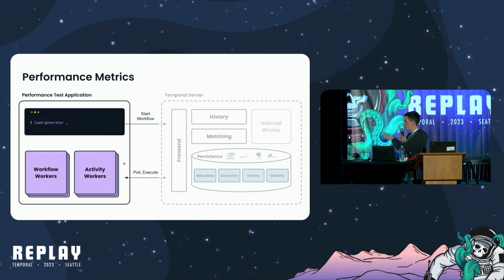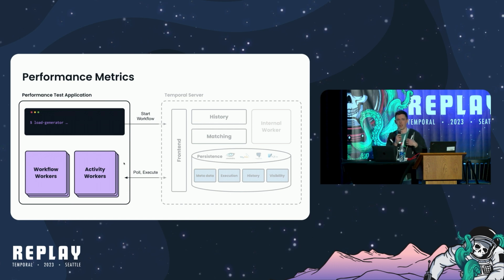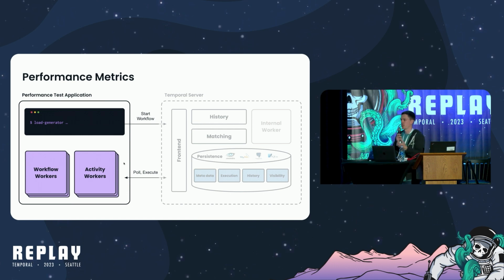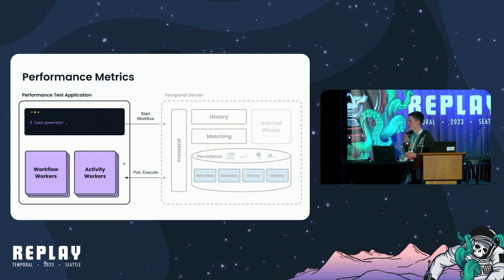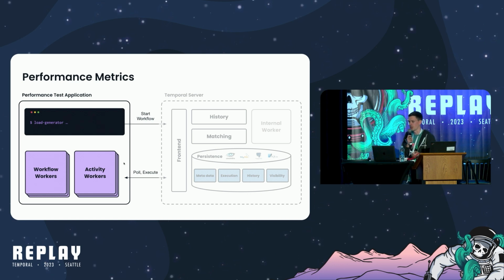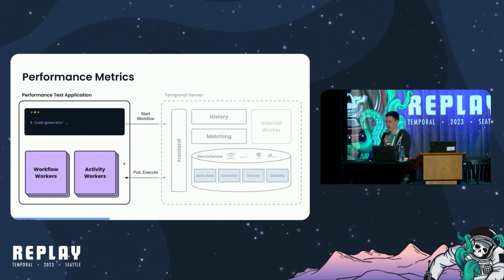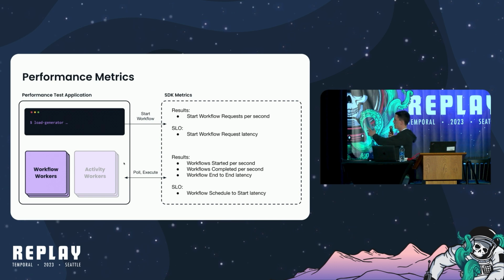And the other metrics I'm going to talk about all come from the SDK. So they're more related to how your application perceives its interactions with Temporal. So latencies, number of workflows started per second, completed per second, that kind of thing. So you can see some examples here.